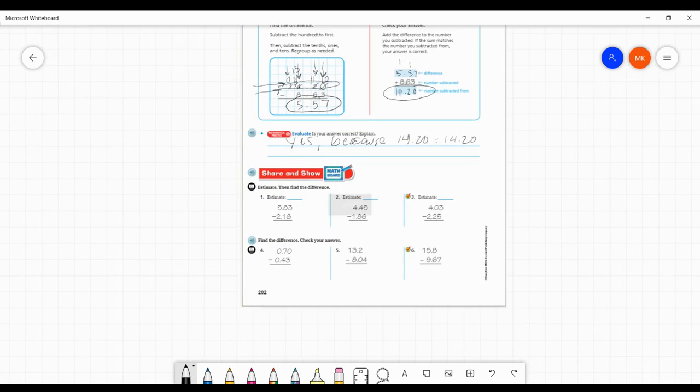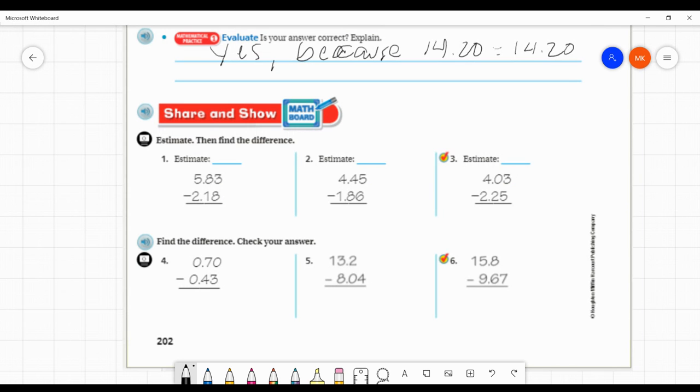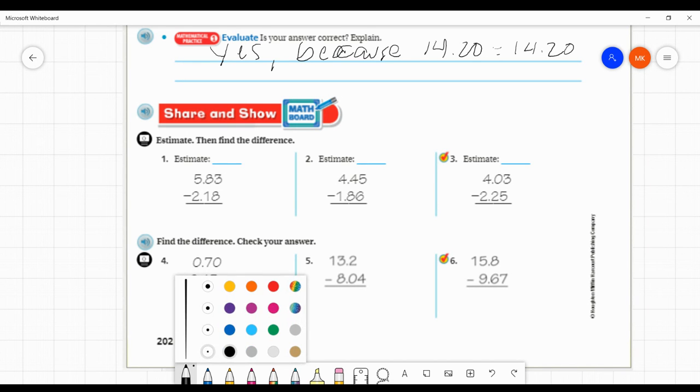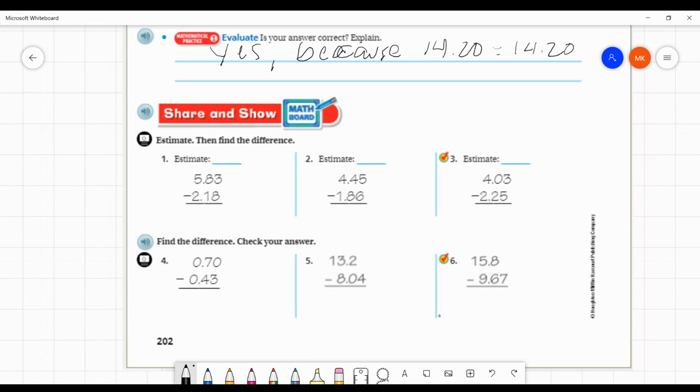So let's scroll down to these problems. So number 1, 5.83 minus 2.18. Now for our estimate, we're going to look what two numbers are these similar to that would give us an accurate estimate. I know that 5 means you round up. So I'm going to say this is close to 6, and 2 with 1, you stay the same. So I would say that this problem is similar to 6 minus 2, and that will give me 4. So my estimate would be 4.